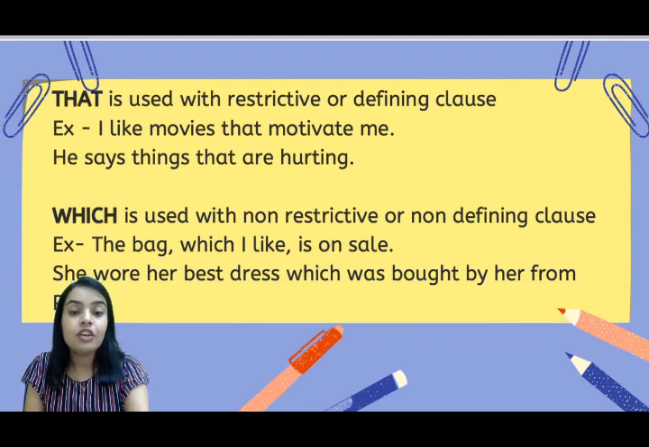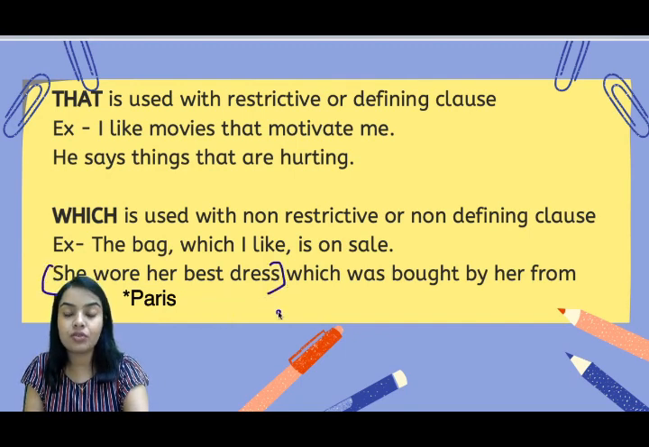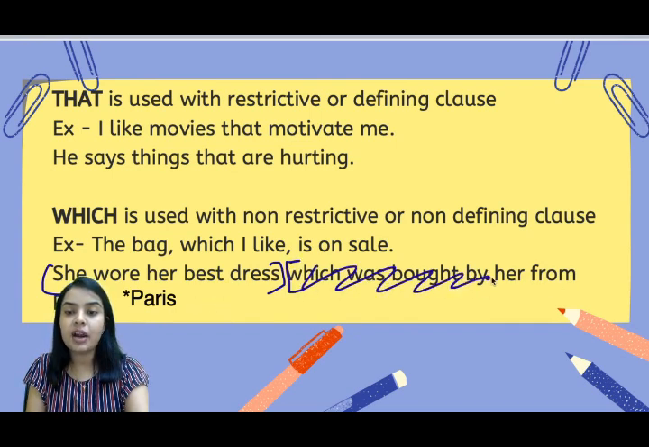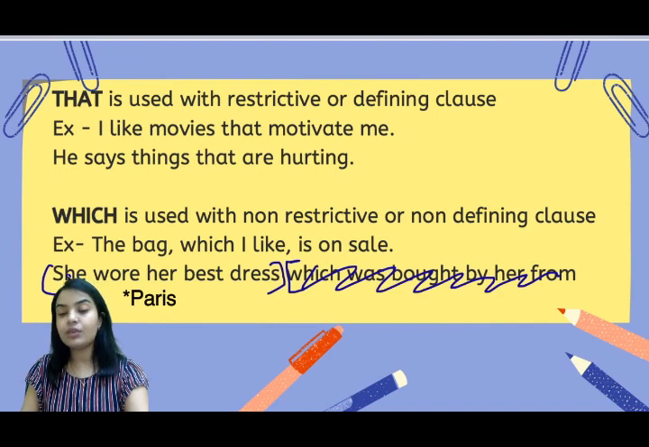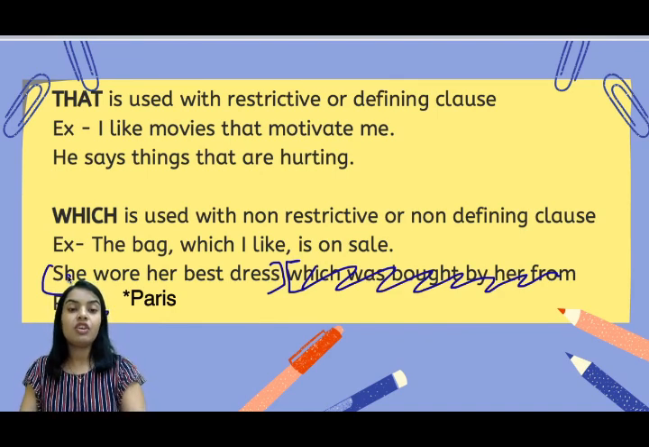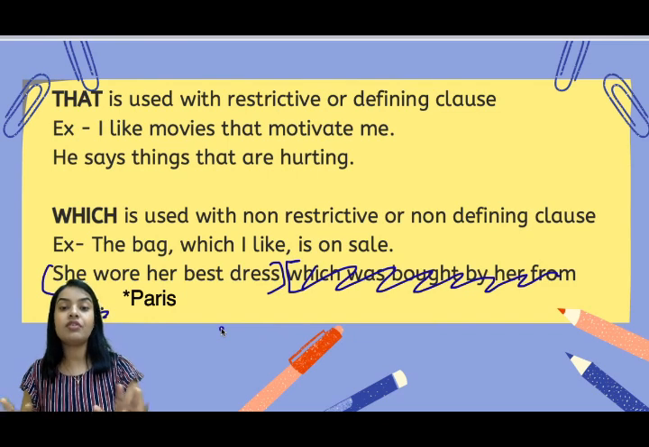Second sentence, she wore her best dress. Okay, one part, she wore her best dress, which was bought by her from Paris. If I delete this part, I still have conveyed what I want to. I'm still telling you the whole story. I'm still telling you the whole scenario. That is, she wore her best dress. That is like the best one she has out of hundreds of dresses.